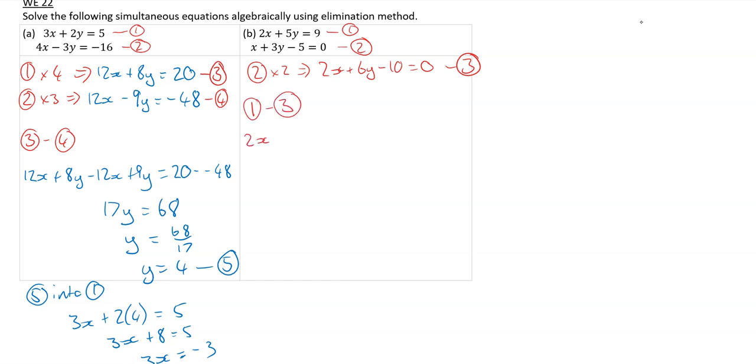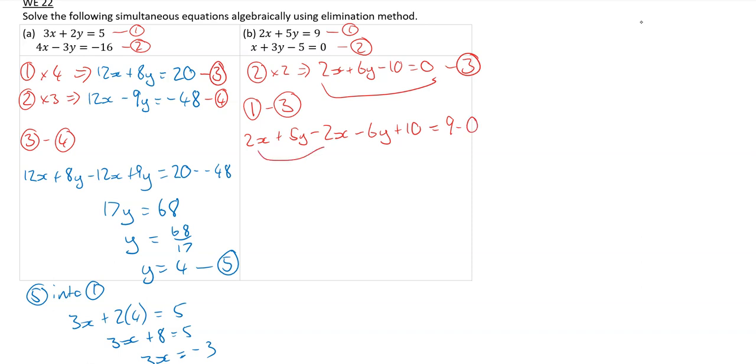I'm going to have 2x plus 5y minus x minus 3y. Sorry, not minus x. I just went back to equation 2. I need to go to equation 3. So minus 2x minus 6y plus 10. Again, I'm subtracting a negative, so it becomes positive. So yeah, this becomes negative, this becomes negative, this becomes positive. Equals. It's still going to be 9 minus 0, so it's still 9.